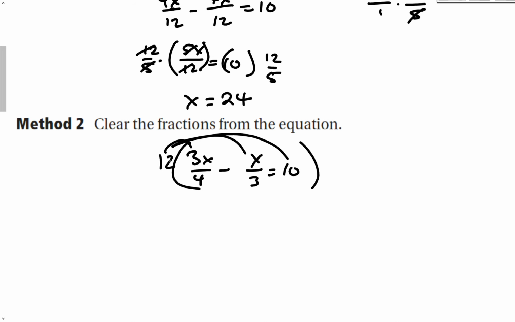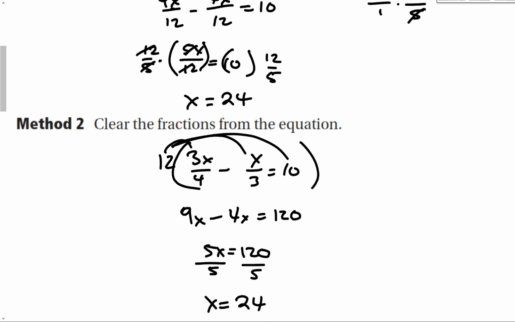Now, when I multiply 12 times 3x over 4, the 4 and the 12 can reduce to just a 3. Or I can take 12 times 3, divide the answer by 4 to give me 9x, minus 12 times x divided by 3 is 4x, is equal to 120. Don't forget to multiply the right side by 12. That's what a lot of people do. 9 minus 4 gives me 5x is equal to 120. Divide out the 5 to give me x is equal to, same thing, 24.